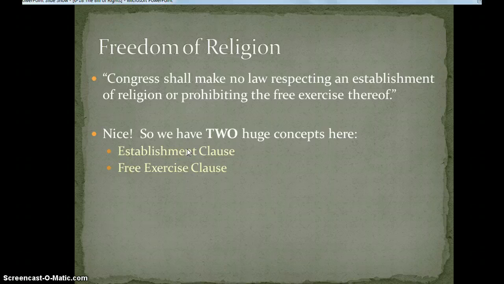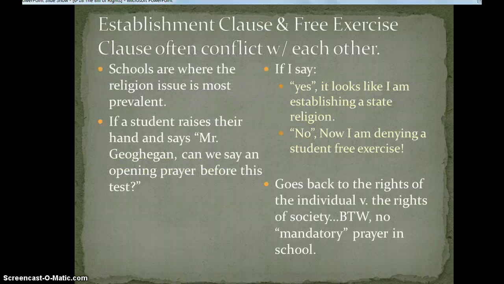Congress shall make no law respecting an establishment of religion or prohibiting the free exercise thereof. So we have two big concepts. One is called the Free Exercise Clause, and the other the Establishment Clause. And sometimes they run into each other.